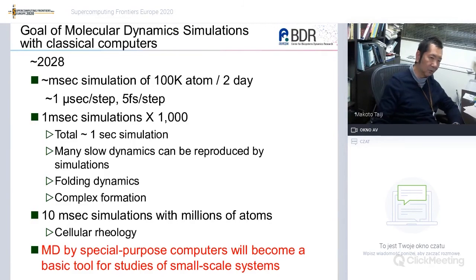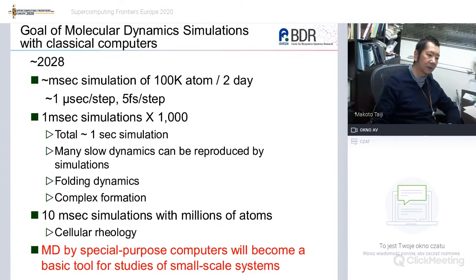The goal of molecular dynamics simulations with classical computers is maybe around 2028. By then Moore's law will have ended, and we cannot increase further. At that time, I think we can run millisecond simulations of a 100,000 atom system in 2 days. It corresponds to 1 microsecond per step and 5 femtoseconds per step.